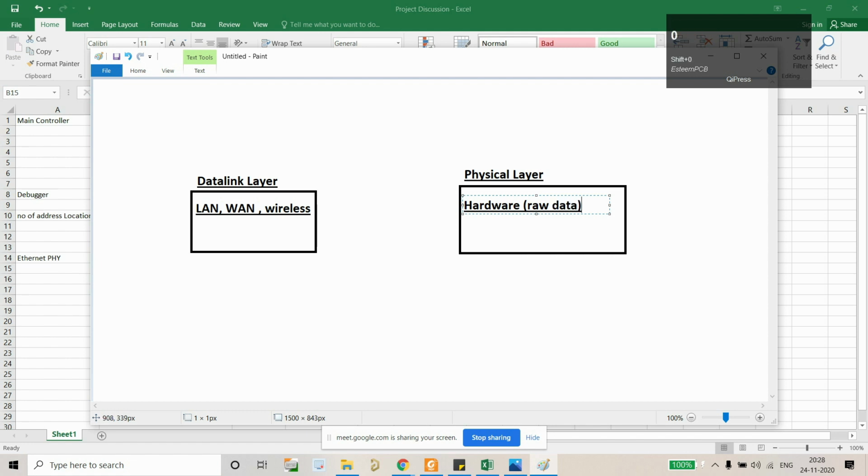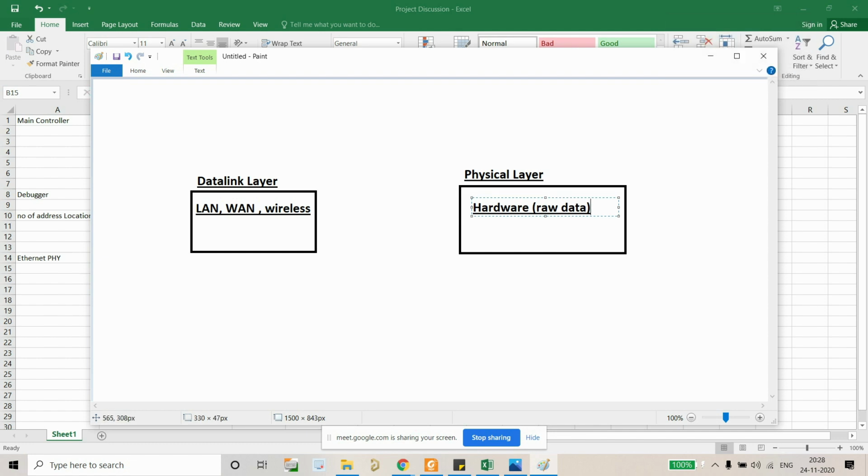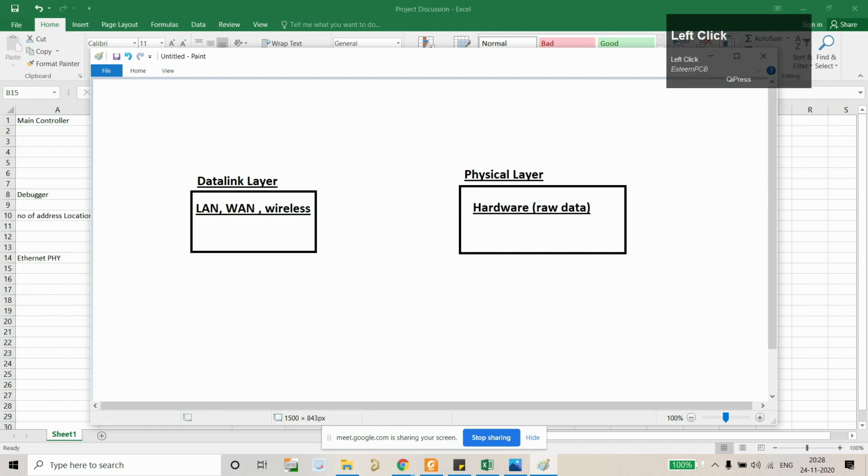So we can use this raw data for any purpose, either communicating through any other physical layer or through any medium. Here I'm just mentioning raw data, which can be our digital data or anything. So under the physical layer we have our raw data, and under the data link layer we have our LAN, WAN, and wireless network. Now, how are these layers connected?